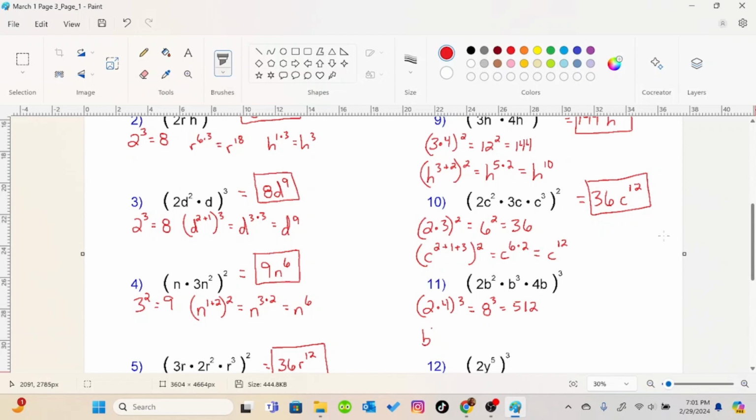Then we have b to the power of 2 plus 3 plus 1, and we're going to cube that. 2 plus 3 is 5. 5 plus 1 is 6. And now we're going to multiply that 6 by 3, and we get b to the power of 18. When we combine everything, our final answer is 512 b to the power of 18.